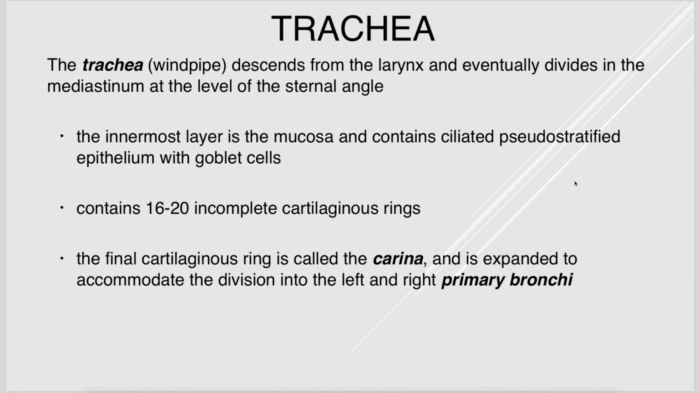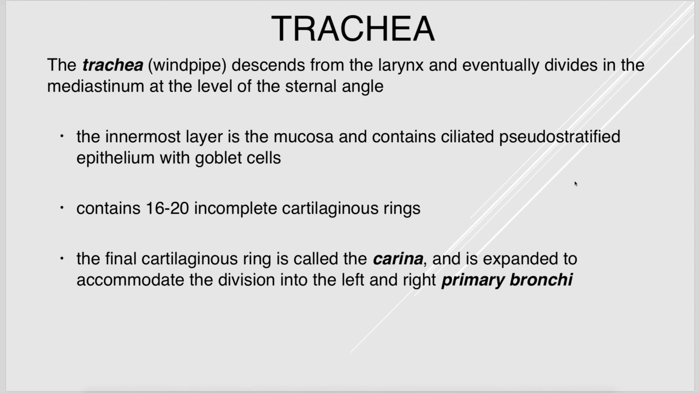So the trachea kind of descends from the larynx, and right at the level of the angle of Louis, or the sternal angle of the sternum, it splits into the primary bronchi. Inside there is respiratory epithelium, which is a mucosal layer with ciliated pseudostratified epithelial cells. There are also goblet cells in there which produce mucus. So the trachea has cartilaginous rings. They are incomplete rings, but the purpose of these rings is to basically keep the trachea open.